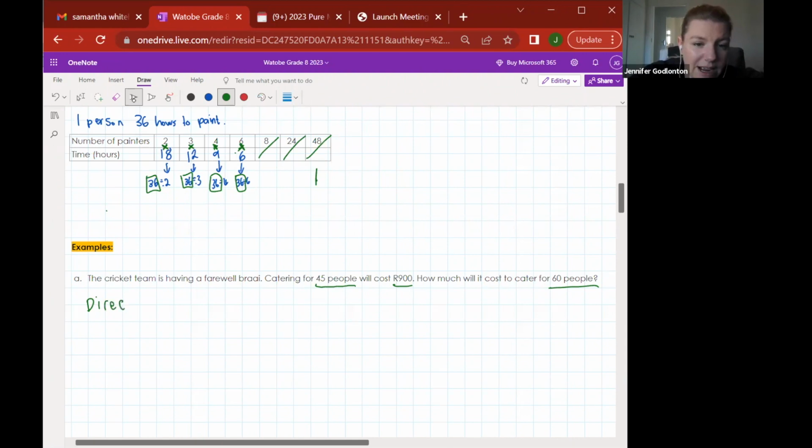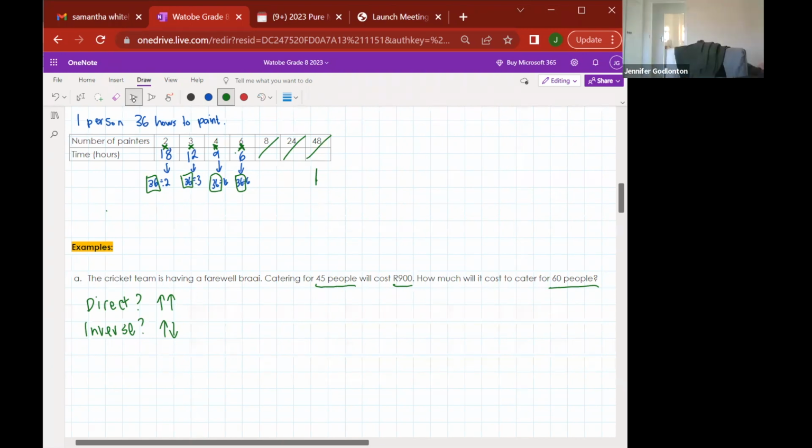Is this direct? And if it's direct, it means both would go up. Or is this inverse, which means one would go up and one would go down? So I want you to think about this story. If we're catering for people, so if we're giving food to people, is it going to cost more if we have more people? Or as we have more people, will it cost less?